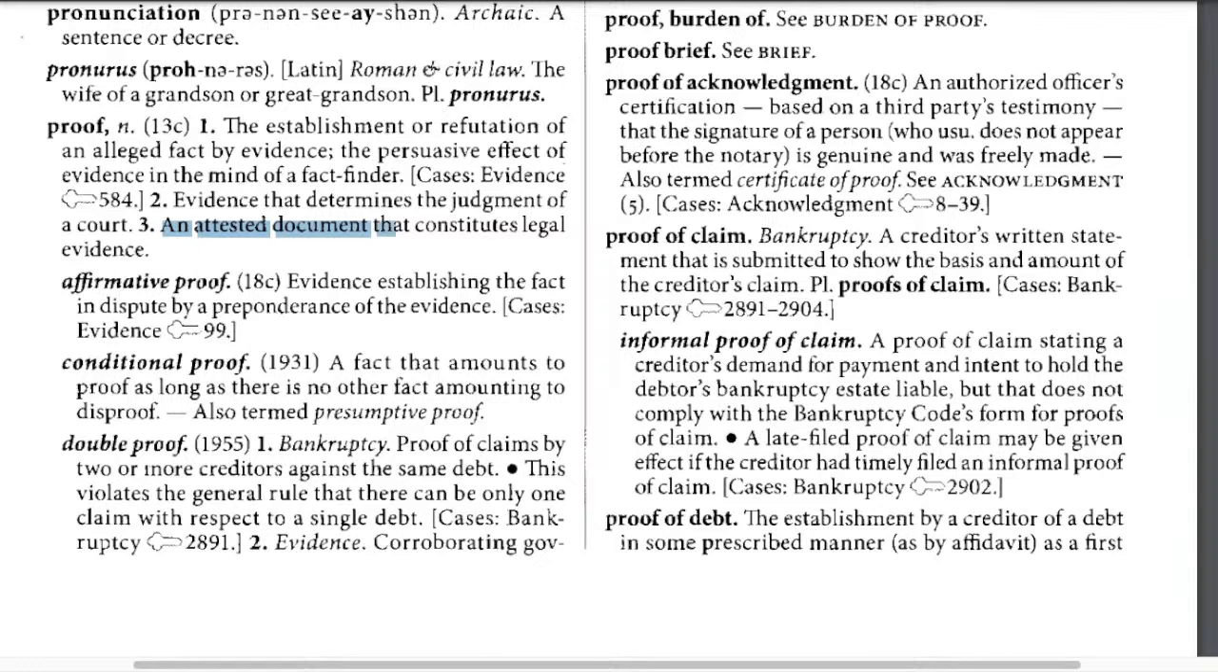3, an attested document that constitutes a legal evidence. We went through the legal evidence already, so beautiful. So now everything ties together very well with proof. And let's continue on. Affirmative proof, 18th century, evidence establishing the fact in dispute by preponderance of the evidence. So affirmative is by preponderance, not beyond reasonable doubt. Conditional proof, 1931, a fact that amounts to proof as long as there is no other fact amounting to disproof, also termed presumptive proof.